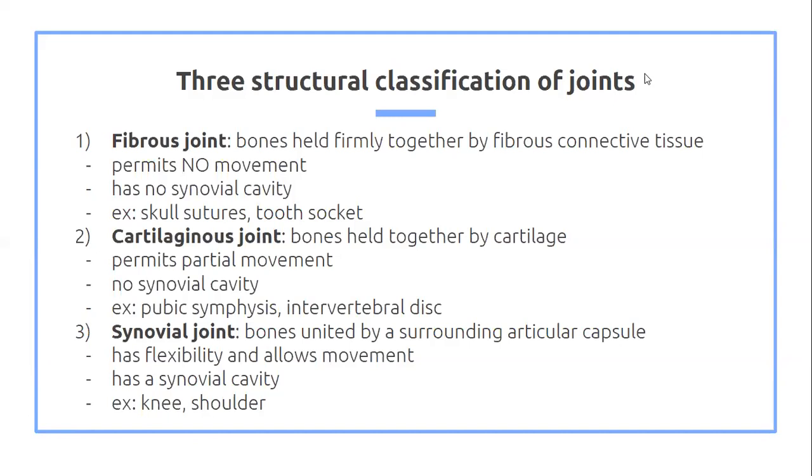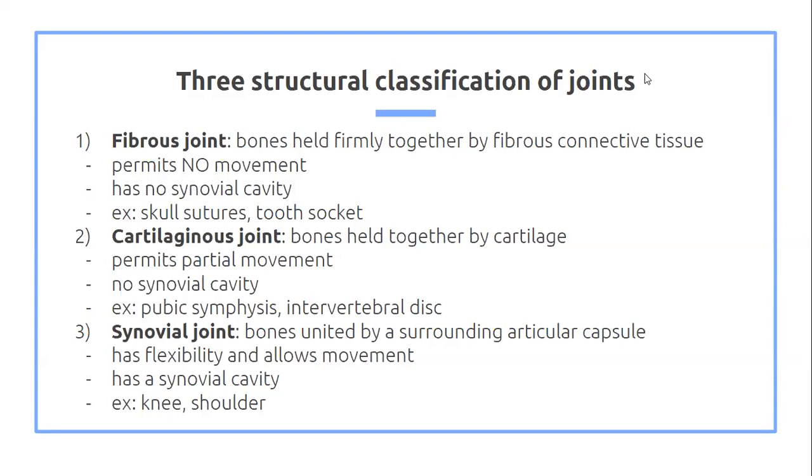Like you can move your spine a little bit, I think, but honestly, you're very limited in mobility. And then third, we have synovial joint. These are bones united by a surrounding articular capsule, and I'll explain that in the next few slides. These have flexibility and allow a free range of movement.